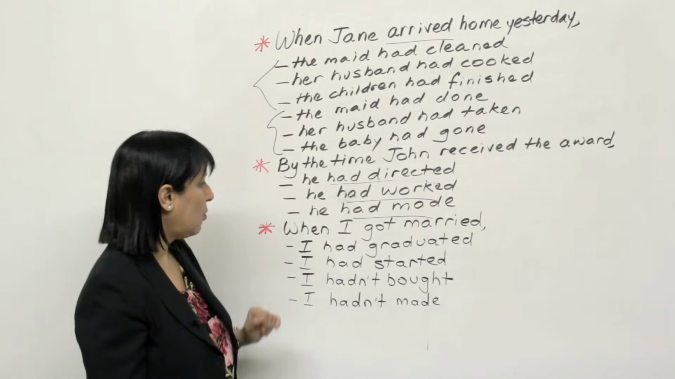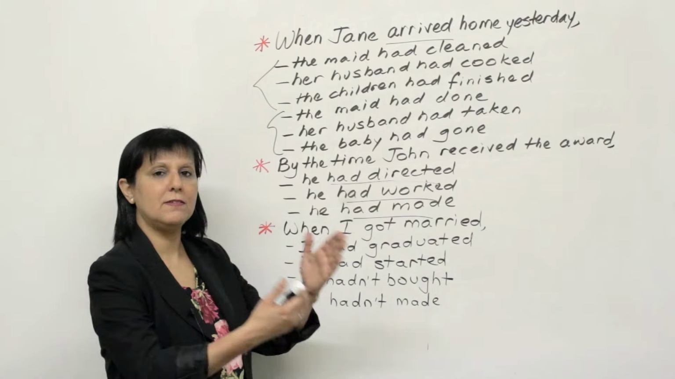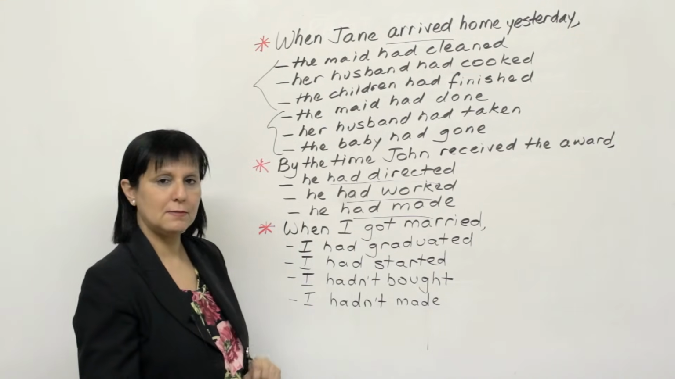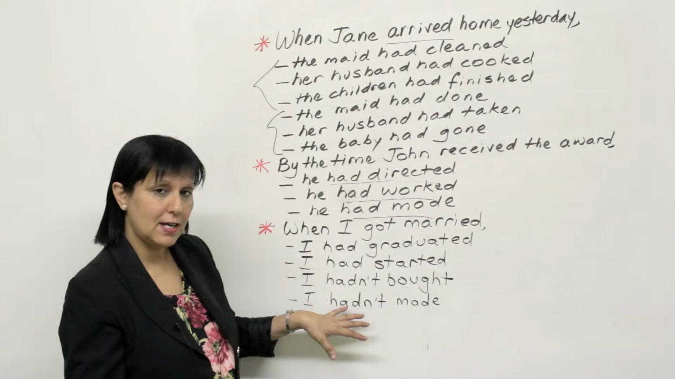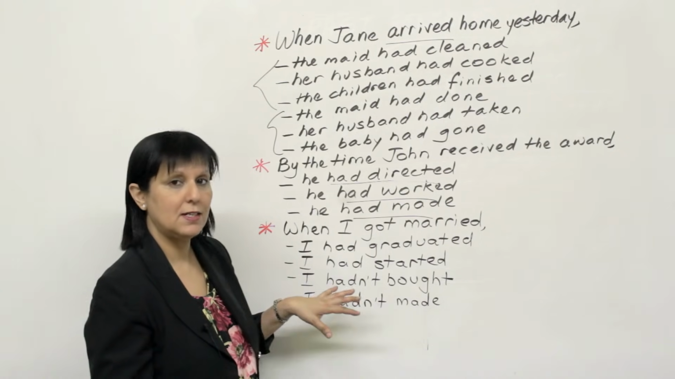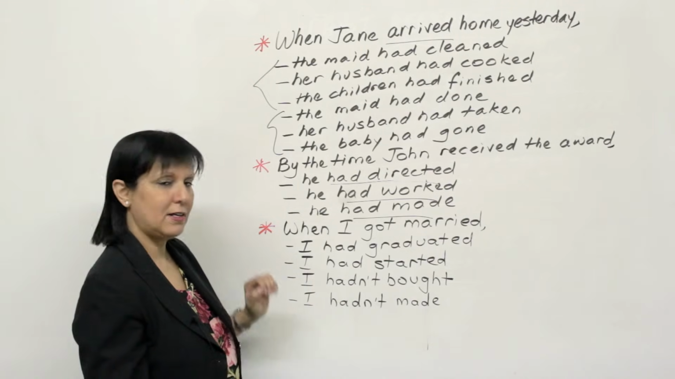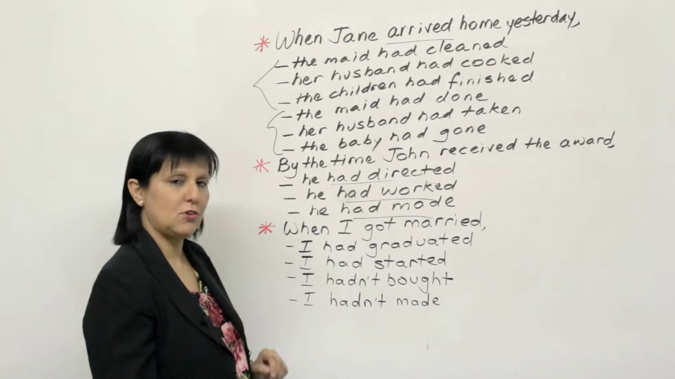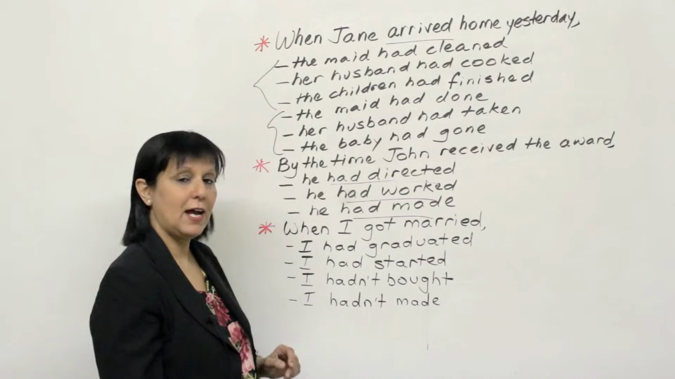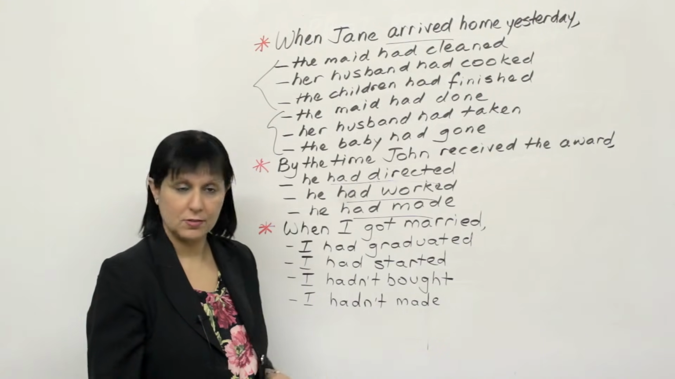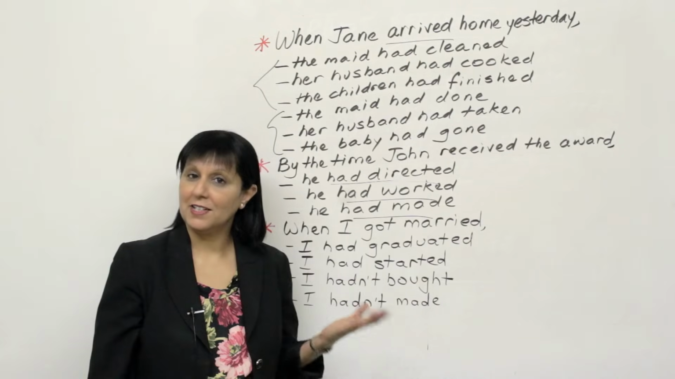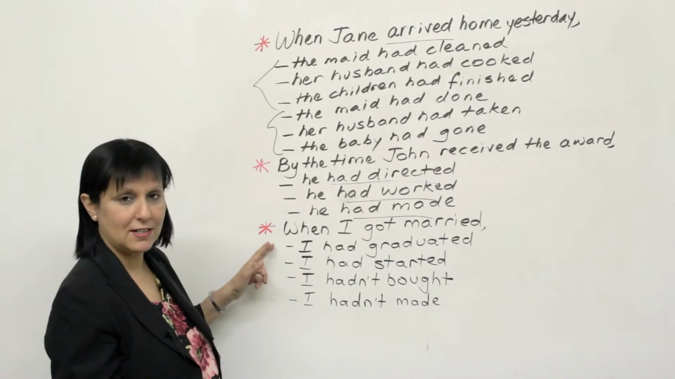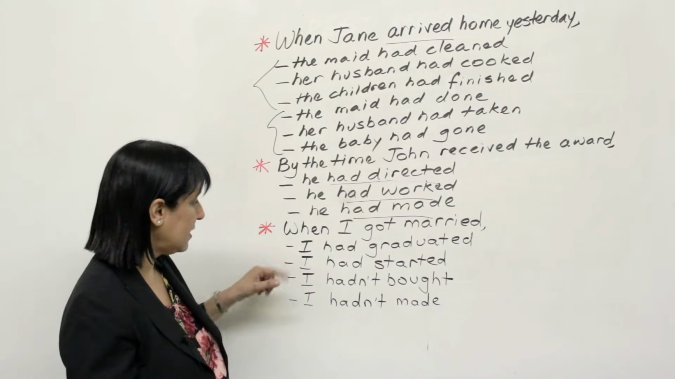Next example. When I got married, there were many things that happened before that, right? So when I got married, past simple tense. Now, all the things that happened before, I'm going to talk about in the past perfect tense. When I got married, I had graduated from university. I had started my own business. I hadn't bought a house. And I hadn't made a lot of money yet. Okay? So you could see that here, you could say it in the positive or in the negative. All right? Both of them are possible.